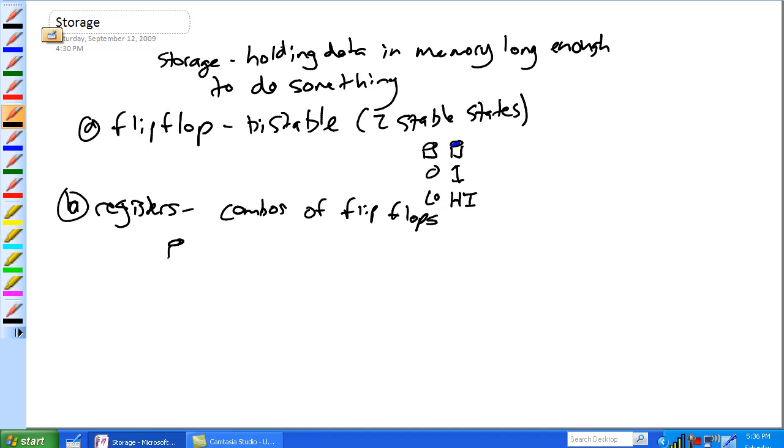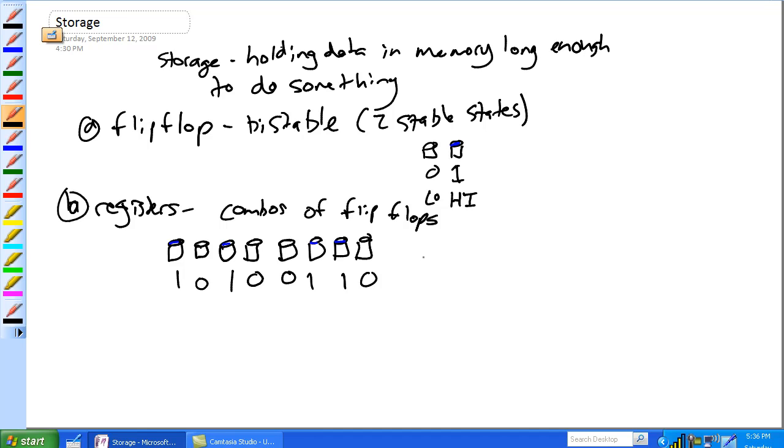An 8-bit register: 1, 2, 3, 4, 5, 6, 7, 8. Eight buckets of water, some of which are filled, some of which are empty. So what we get is 1, 0, 1, 0, 0, 1, 1, 0, okay? So there are different types of registers. Basically there's a serial, where it's entered and exited single file.